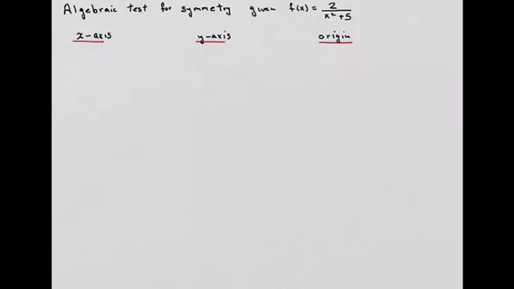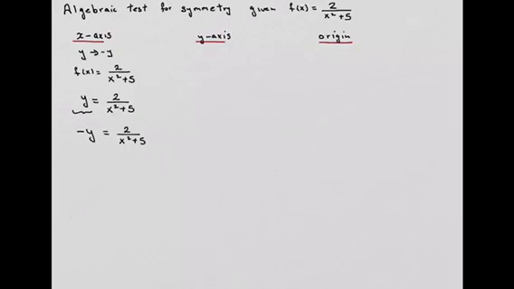In the first test for x-axis symmetry, y will be replaced with minus y. So we have f of x is equal to 2 over x squared plus 5. f of x is the same as y, so y is equal to 2 over x squared plus 5. And now we replace y with minus y, so this here will be replaced with minus y is equal to 2 over x squared plus 5.